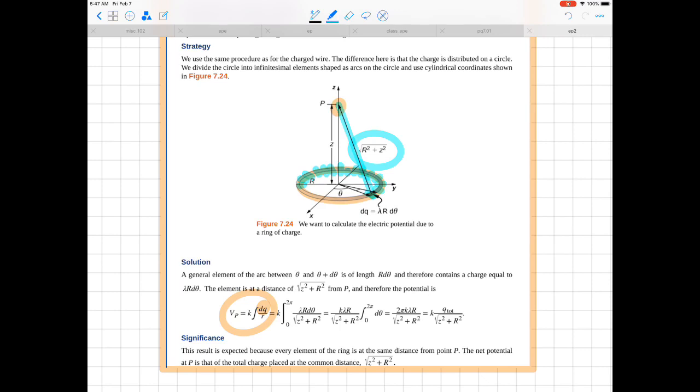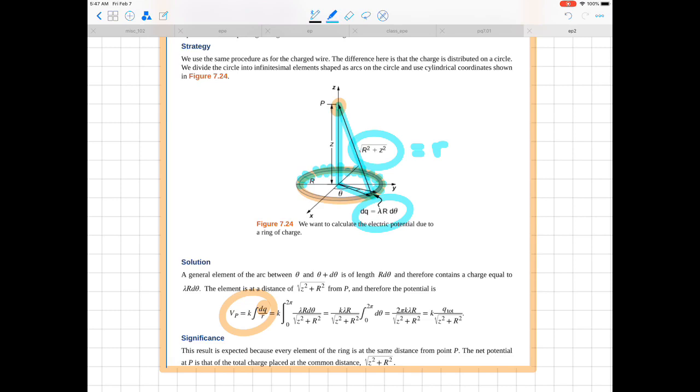Well, that distance r is just the square root of r squared, so that's the radius here, and then also z squared, the height. So this is going in for r. And then dq, the infinitesimal charge element, is just a little chunk of the ring.